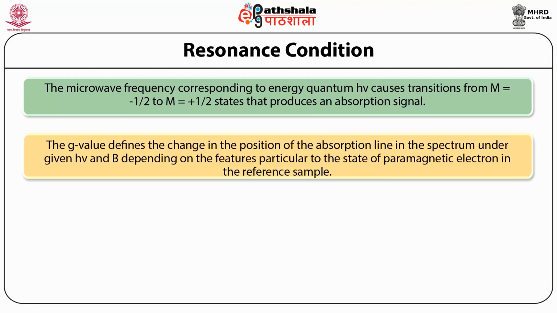The g value defines the change in the position of the absorption line in the spectrum under given h nu and B, depending on the features particular to the state of the paramagnetic electron in the reference sample.